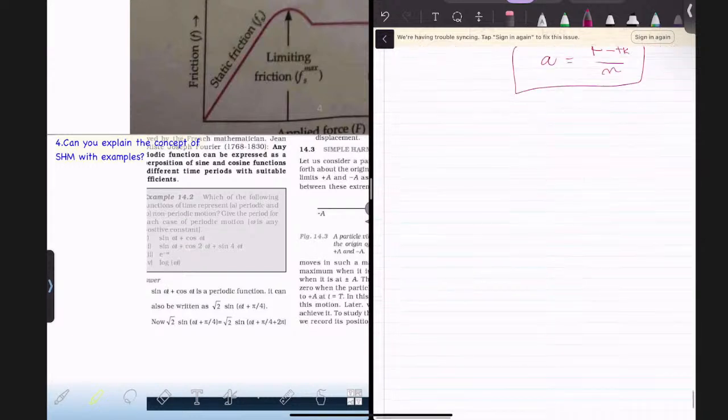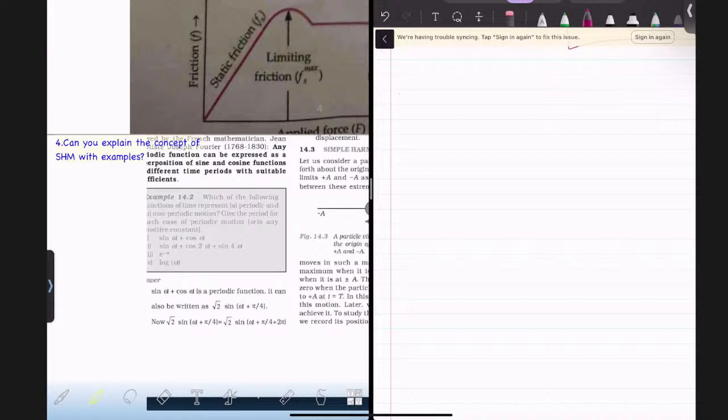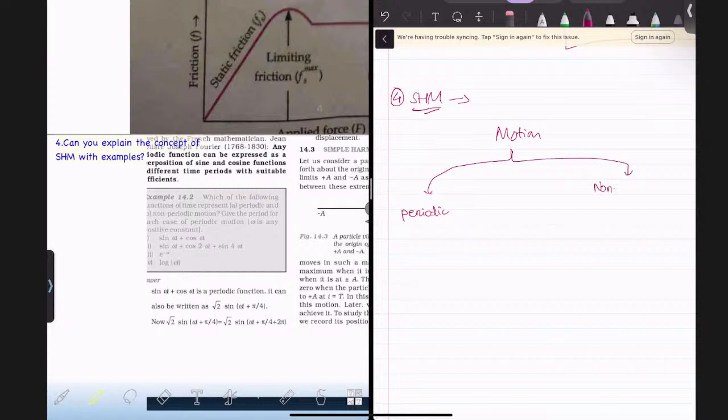So coming to SHM, or today's 4th question, what is SHM? SHM is simple harmonic motion. So before explaining SHM, I would describe that there are 2 types of motion in physics. One is periodic motion and another is non-periodic motion.